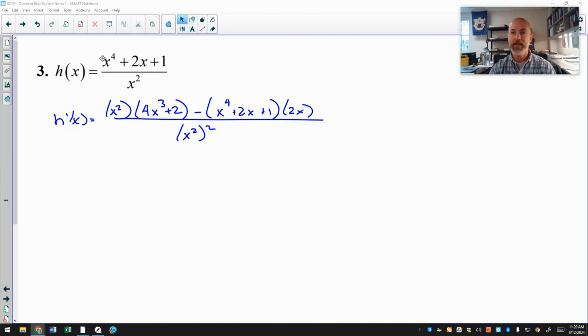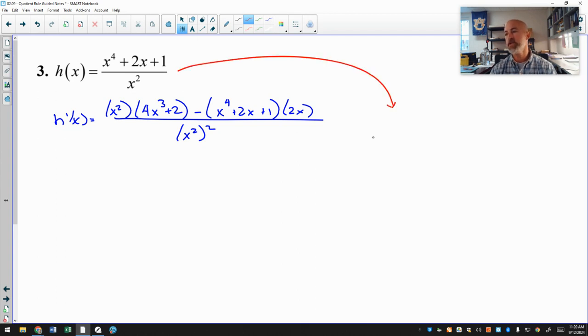This is, again, an STD. We have one term in the denominator. So you could have rewritten this function as x to the fourth over x squared plus 2x over x squared plus 1 over x squared. Now we have 3 different terms that will all reduce to power rule derivatives, which in my opinion is better than the quotient rule.